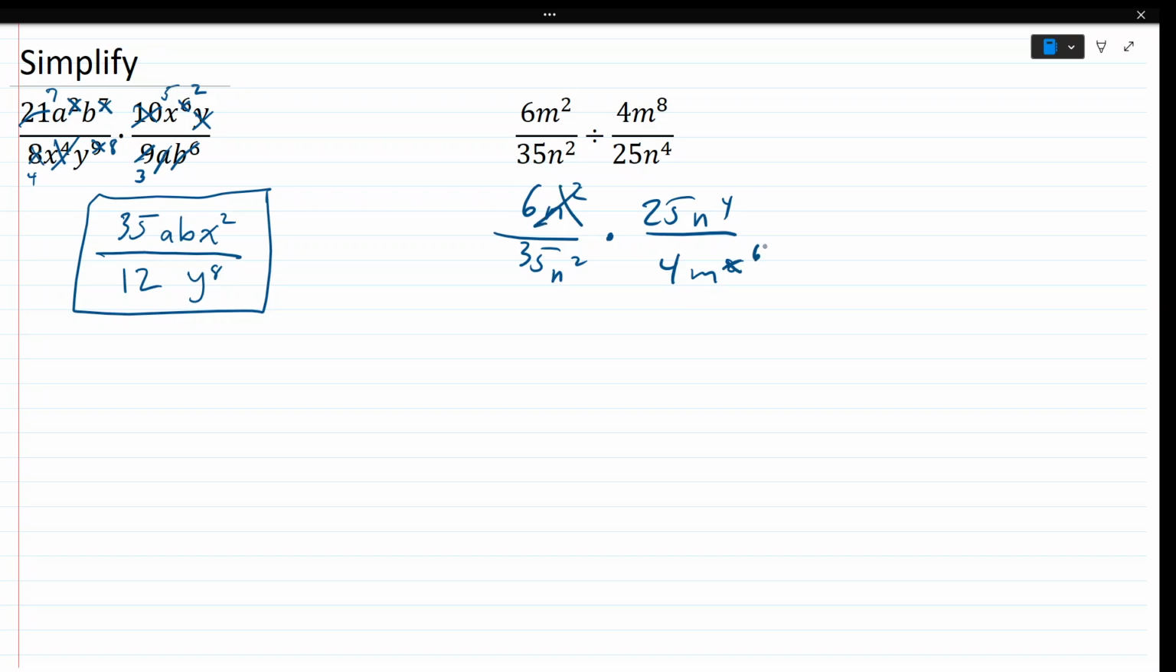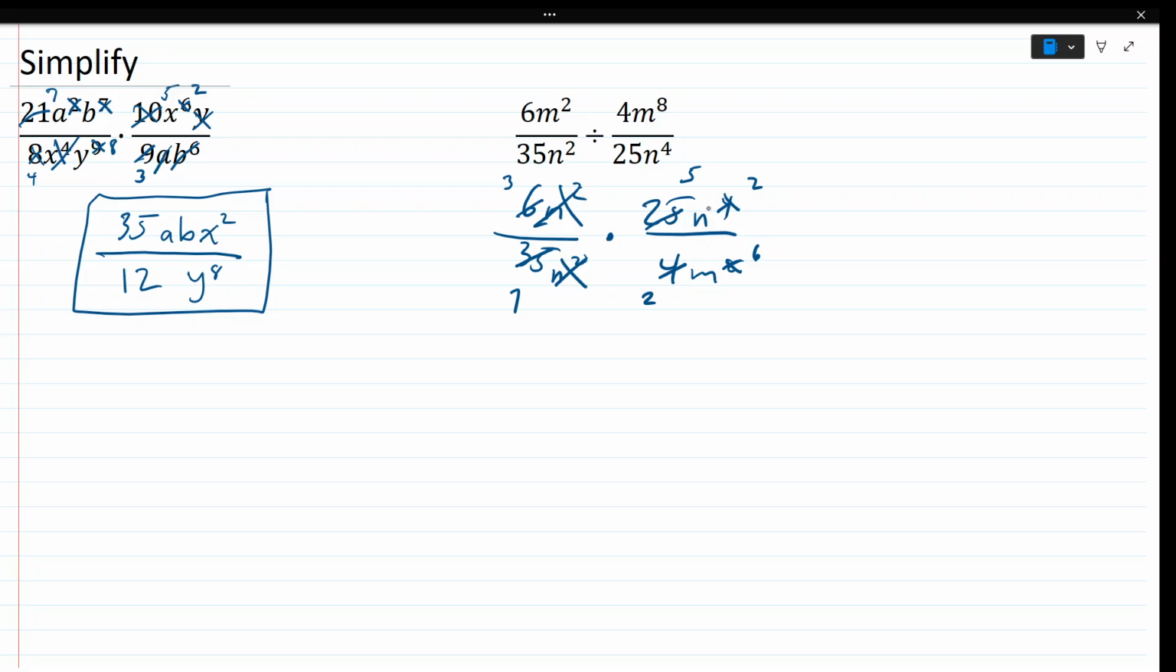We still have 6 m's left over. And for the n to the 2nd and the n to the 4th, 2 of the n's cancel. So we still have 2 n's left over on the top. And for the coefficients, with that 25 and 35, those have a common factor of 5. So the 5's would cancel, so we'd have 5 on the top, 7 on the bottom. And then for that 6 and the 4, they have a common factor of 2. So we'd still have a 3 on the top, 2 on the bottom.